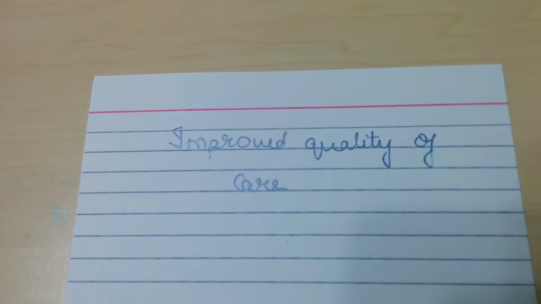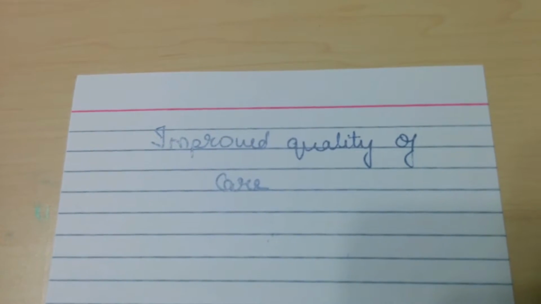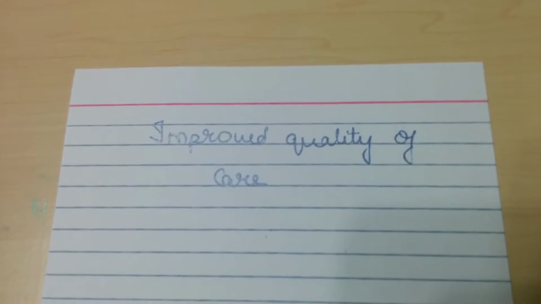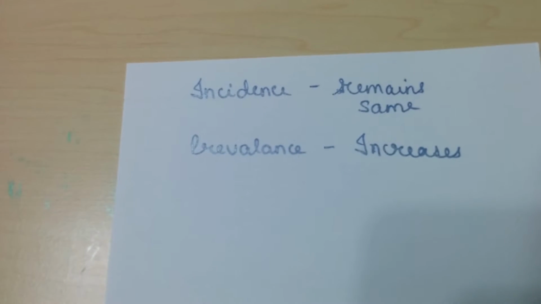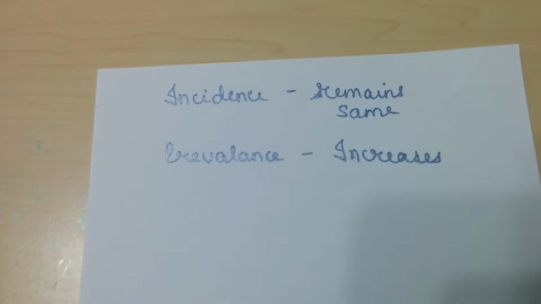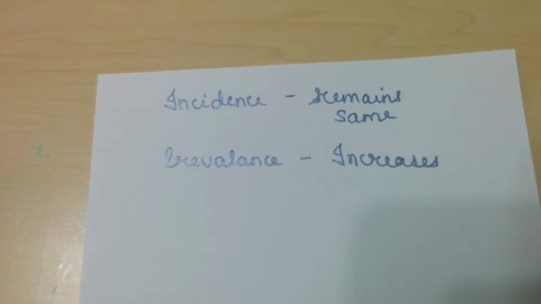What happens to incidence and prevalence if you improve the quality of care? If you improve the quality of care, incidence remains the same, prevalence increases.